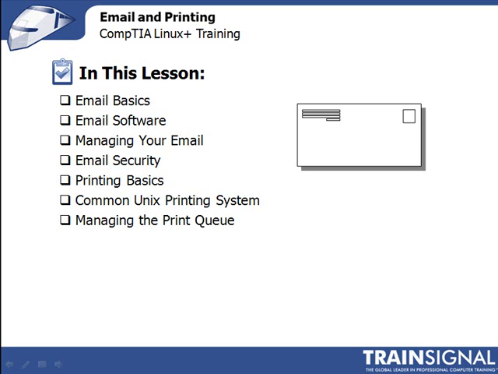So in this lesson, we'll start with an overview of email basics, then we'll talk about the different email software options available under Linux. From there, we'll move into how to manage and perform basic tasks with email, things like sending and receiving mail. The next section of the lesson will cover printing basics, including the common Unix printing system, and we'll wrap up with how to manage the print queue. Let's begin with email basics on the next slide.